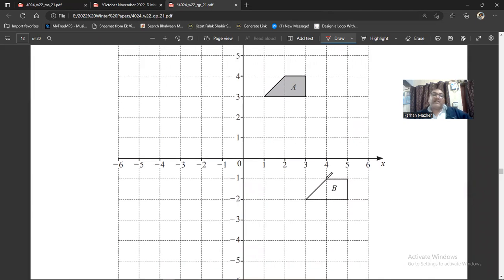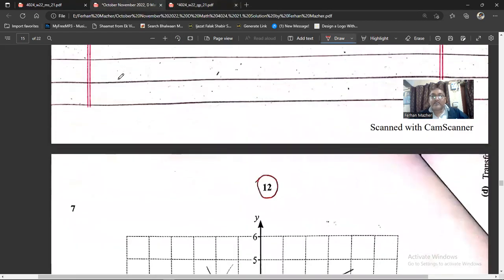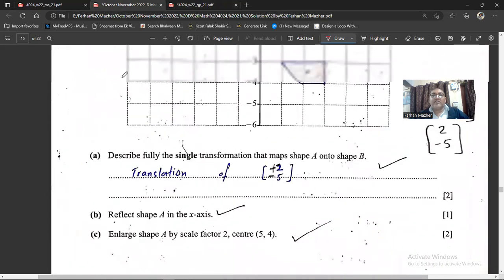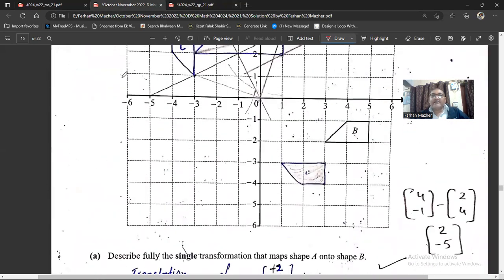So from here, I will take a coordinate from here. I will take a coordinate from here. I'm sorry, we have to take the same point. Sorry. So I will take this point for example, okay. So this is 4 and minus 1, and this is 2 and 4. So from these coordinates, I will subtract this. I will get that column vector which represents this. Okay. So here we have that, 4 minus 1 and minus 2, 4.